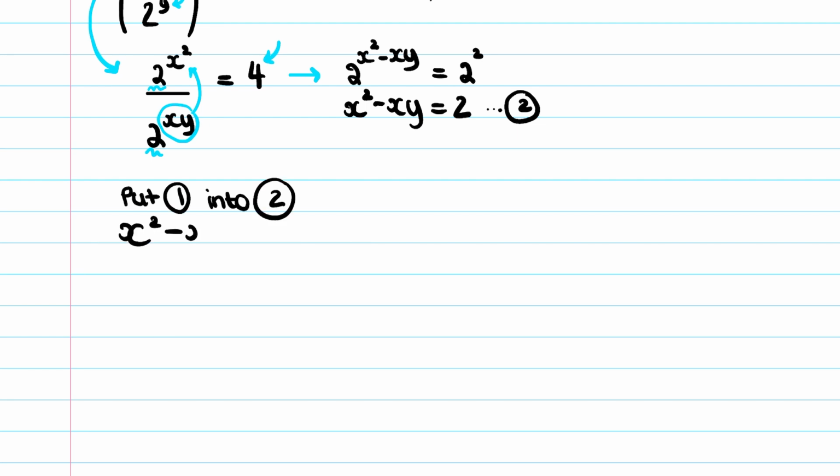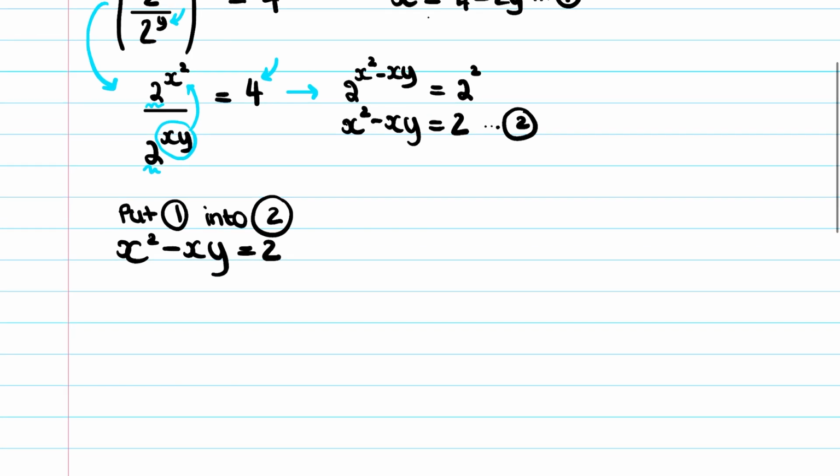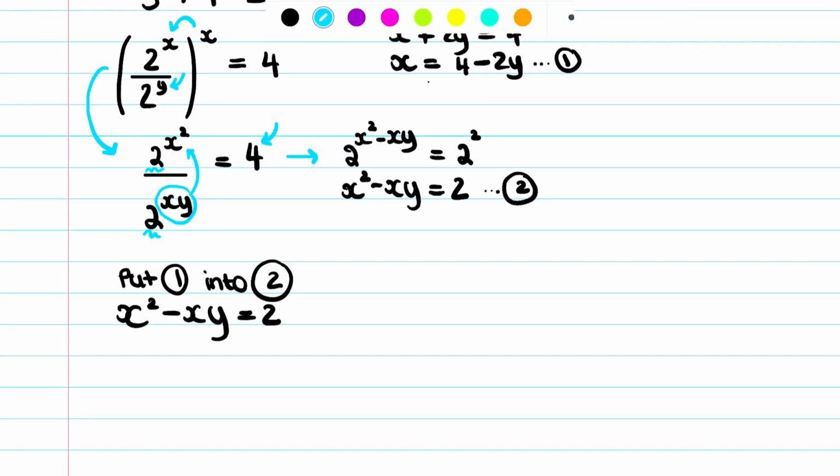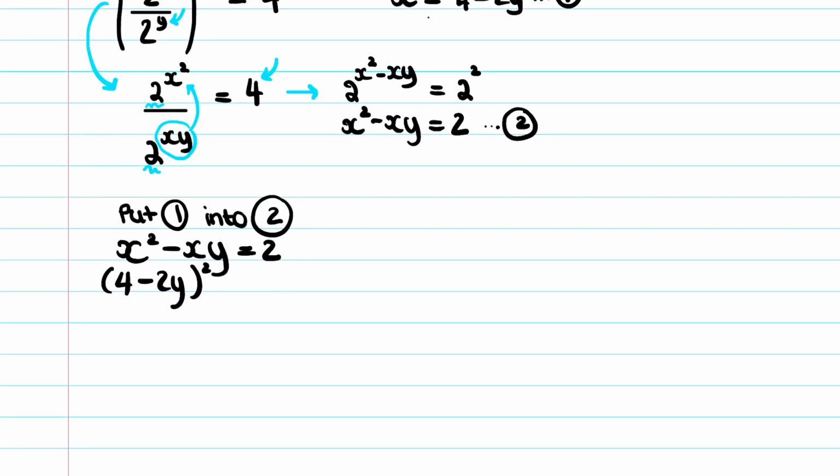I'm quickly just going to write my second equation, which is x squared minus xy is equal to 2. And then I want to make sure that I'm substituting this x in here. So I will then have (4 minus 2y) squared, okay, minus (4 minus 2y) times y is equal to 2.